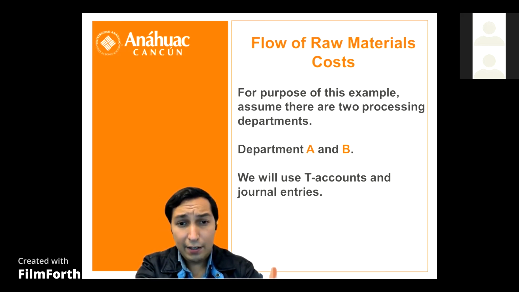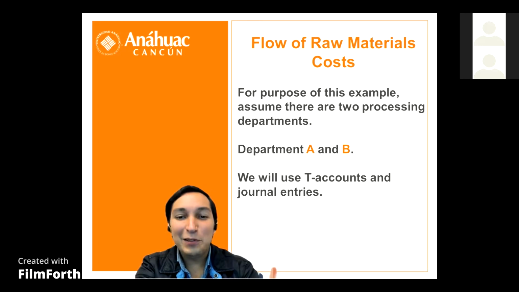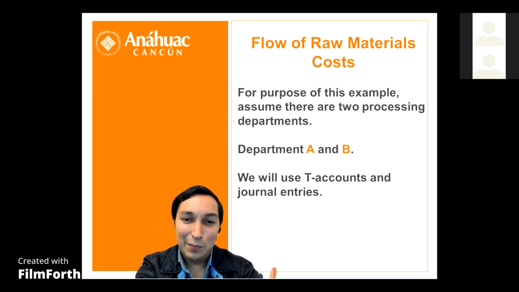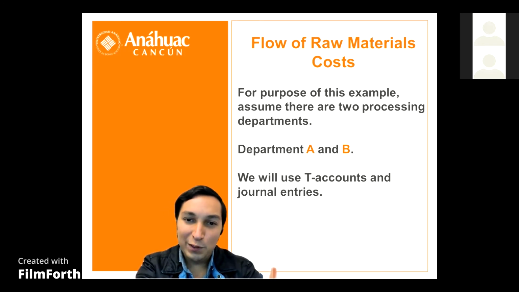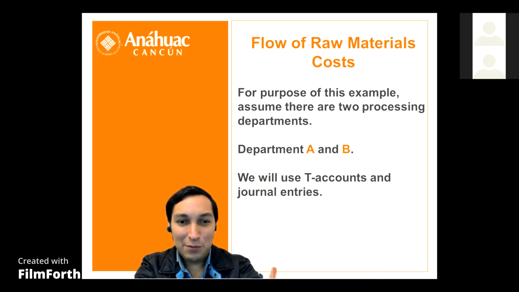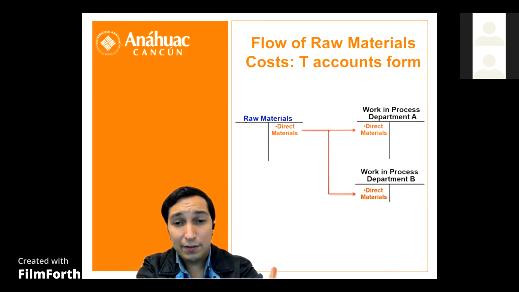So we're looking at two processing departments, which we will call, creatively, Department A and Department B. So we will use our T accounts. Remember T accounts, guys? If we've got raw materials, which would start with a debit balance, we then would requisition materials into use, some for Department A and some for Department B.